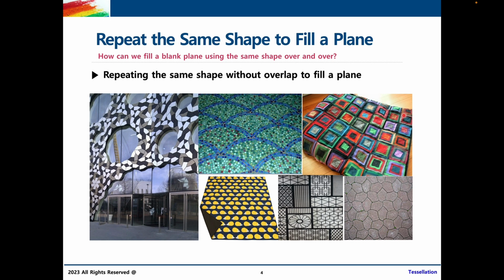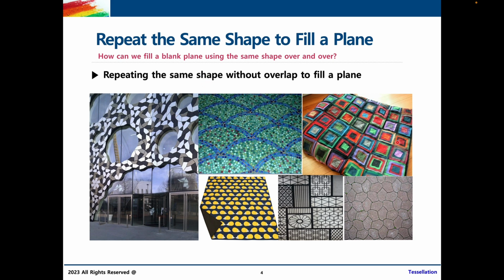One way we can fill the blank plane is to use the same shape over and over without overlap. For example, on this first image on the left, you see that we have the same arrow kind of shape repeated over and over, but in different colors. And you can see that it fills the entire space without any gaps.